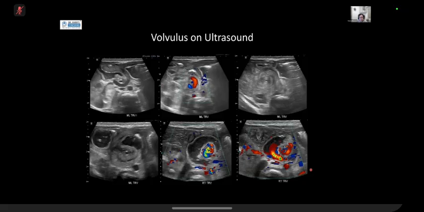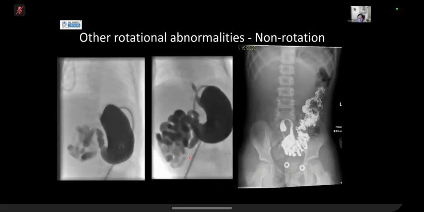Okay. So when we talk about this, we also need to talk about other rotational abnormalities. So as I said, one of the ones where you've done the 90 degrees anti-clockwise, but you haven't done the full rotation of 180, you get non-rotation. So all your small bowels on your right and your colons on the left. So an example of that, your cecum is not really on your right iliac fossa, but kind of in the midline.